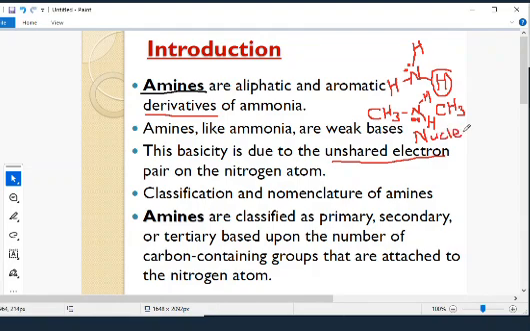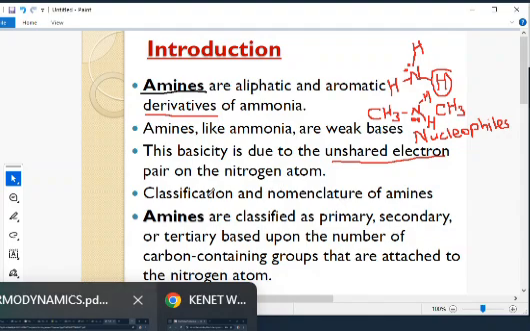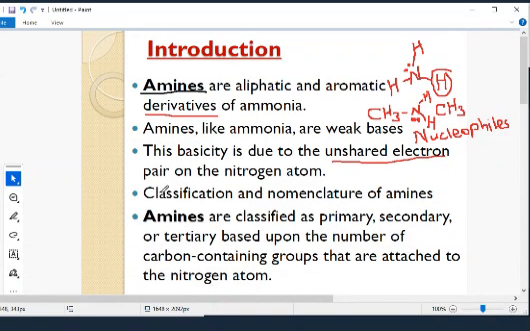I'm very sure you have interacted with these terms before. That is, they behave like a base, right? So for us to be able to understand it more, we need to know how to classify and get to know how we give the name. I hope you can follow that.